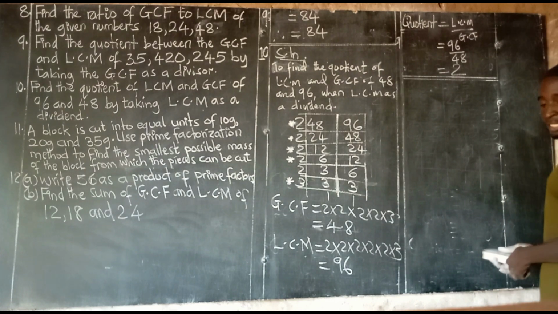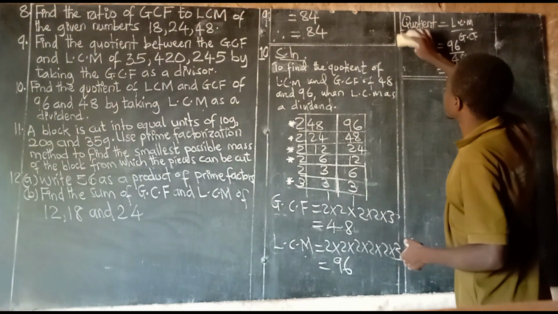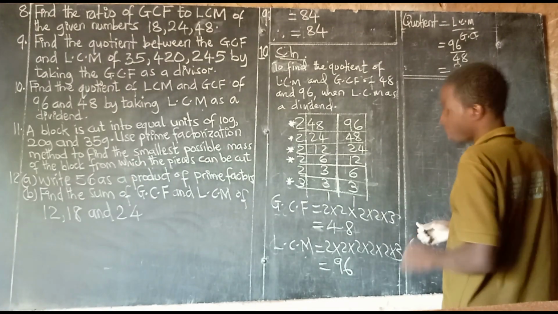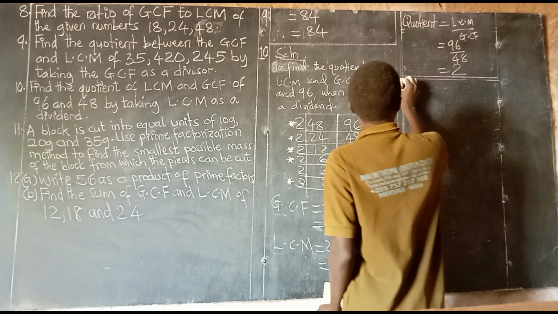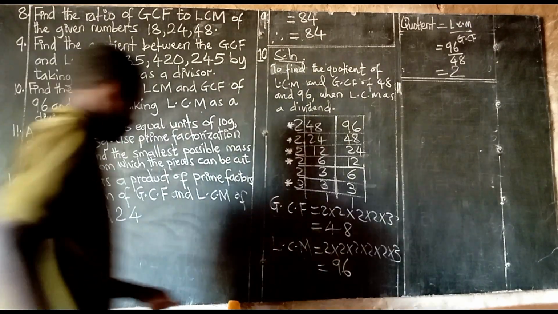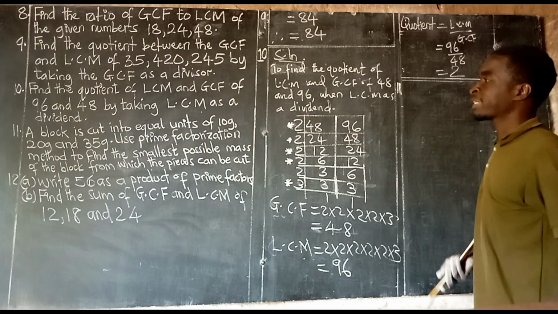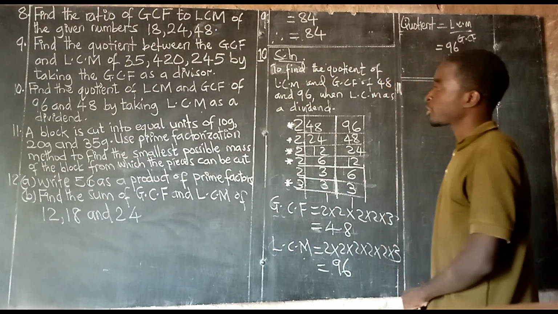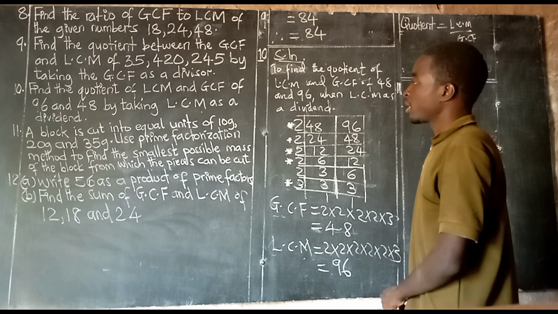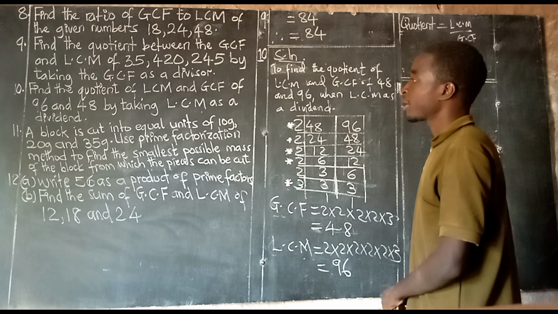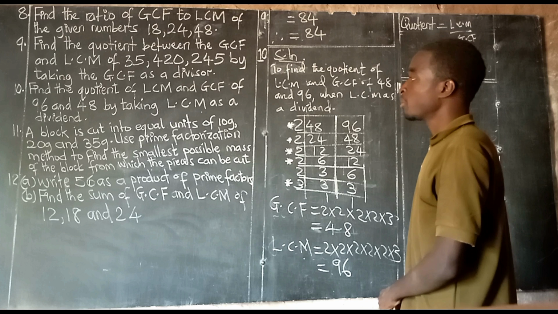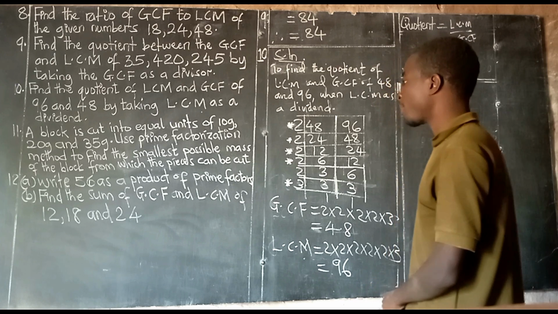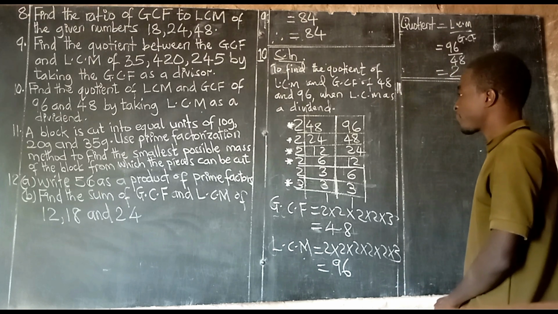Now let us shift to the next question. The next question is question number 11. Let us start question number 11. A block is cut into equal units of 10 gram, 20 gram, and 35 gram. Use prime factorization method to find the smallest possible mass of the block from which the pieces can be cut.